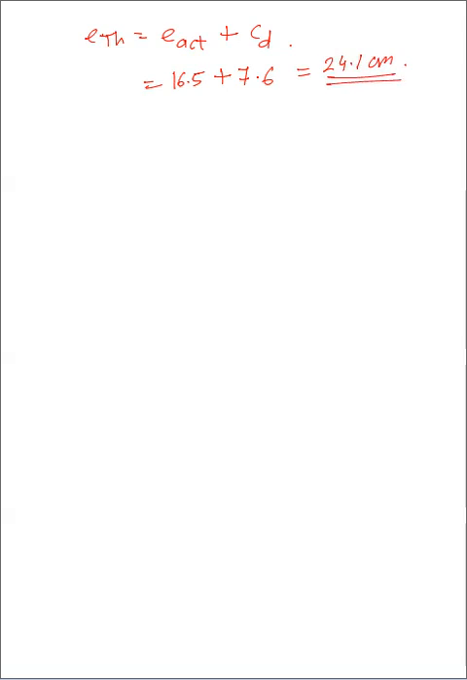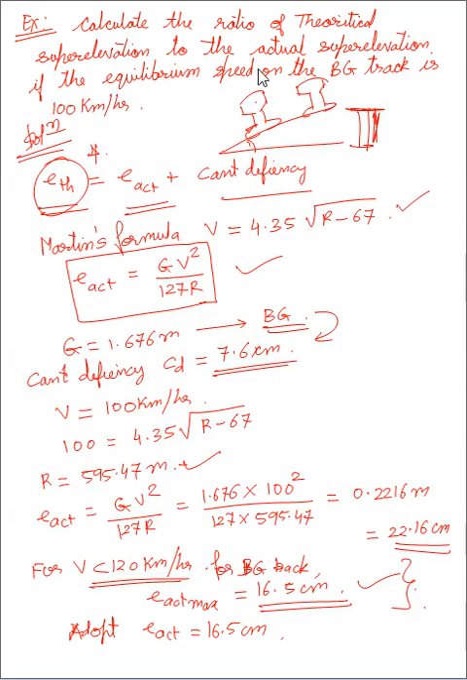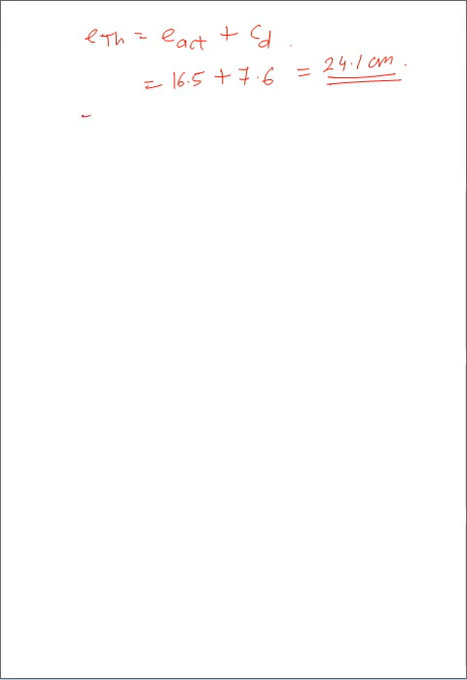So this is the theoretical value. Okay, now what they have asked, see the question is calculate the ratio of theoretical super elevation to the actual super elevation. So basically they are asking ETH divided by E actual. So ETH, just we have found out, that is 24.1 centimeter divided by actual, we are supposed to take 16.5 centimeter. So centimeter cancels, so it will be around 1.46. The ratio is 1.46. Okay, thank you very much.